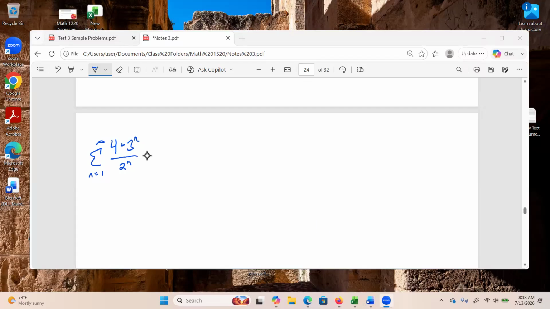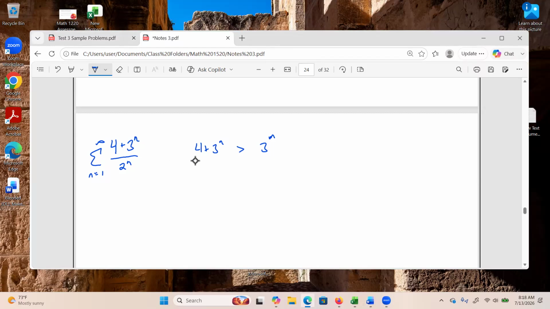We are looking at the series (4 plus 3 to the n) over 2 to the n, and we're going to see whether or not this converges or diverges by use of the comparison test. So the first thing we're going to do is say, I think that 4 plus 3 to the n is going to be greater than 3 to the n.